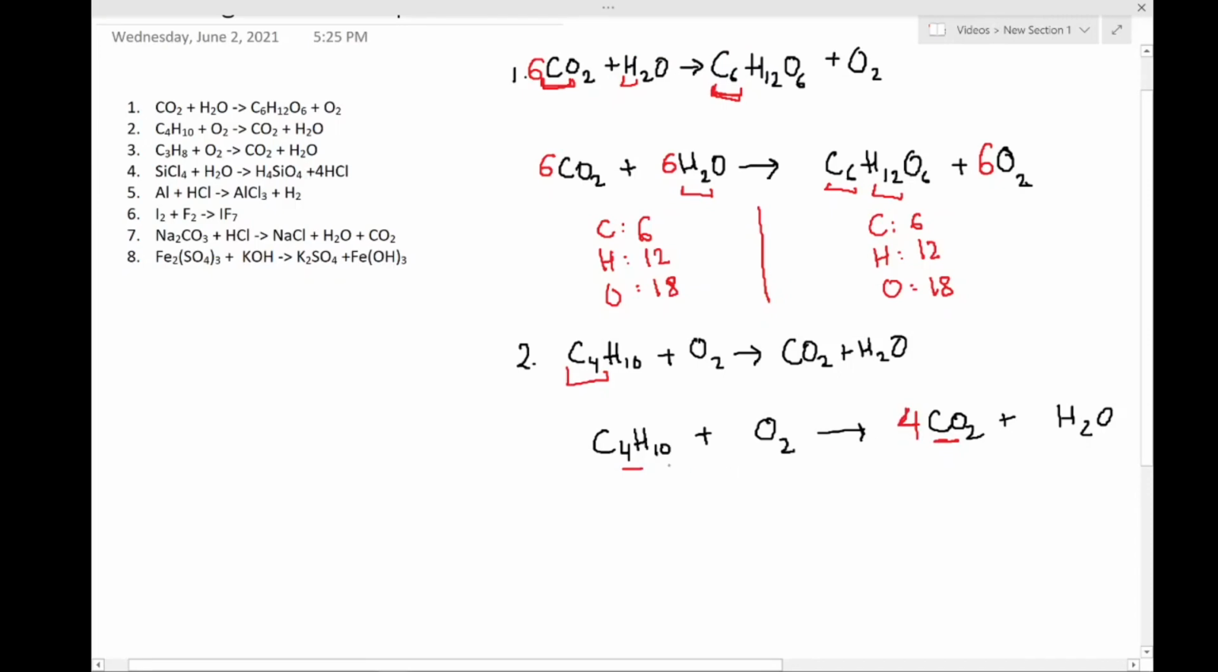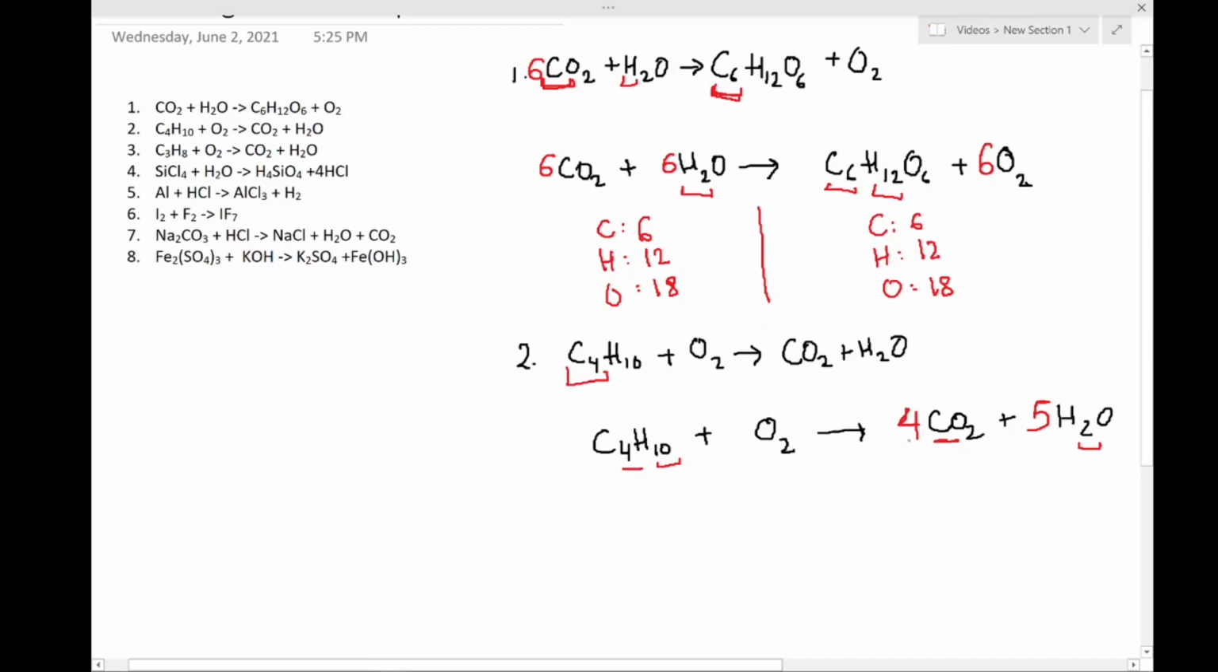Now we go to the hydrogens. So we have 10 hydrogens here and 2 here. So to do that, we multiply the 2 by 5. It's important to remember, this is for the people who are just learning how to balance equations, that whatever coefficient you have in front of the element or the compound, every element in that compound is multiplied by that coefficient. So if we have H2, that would be multiplied by 5, which would give us H10.